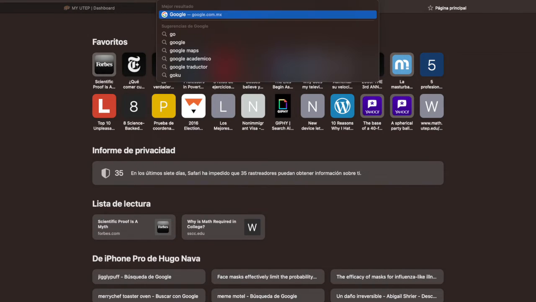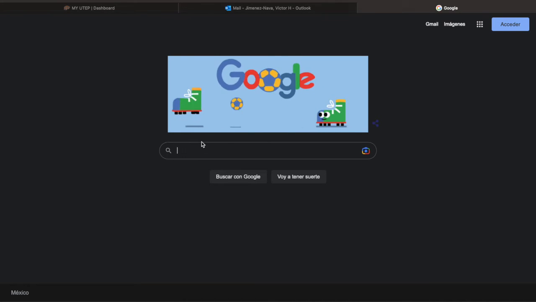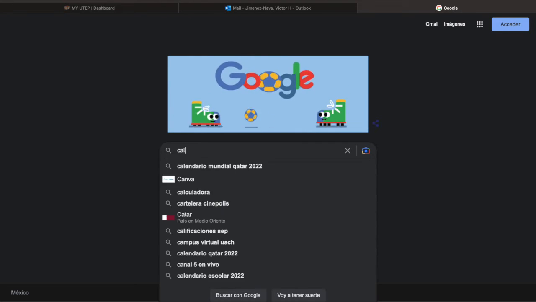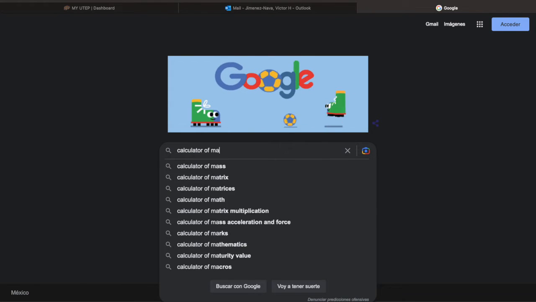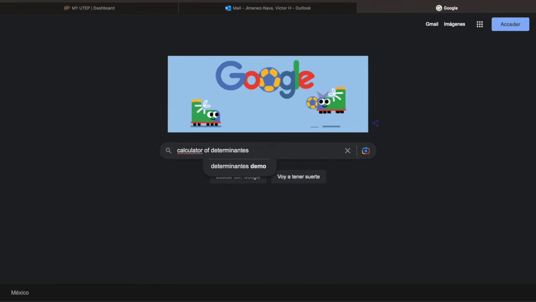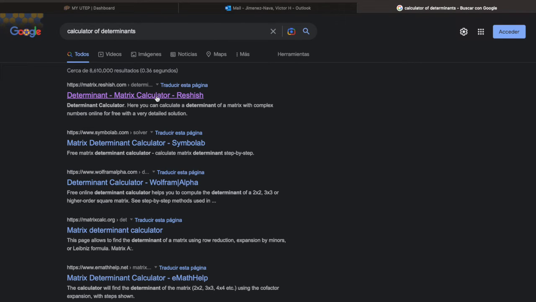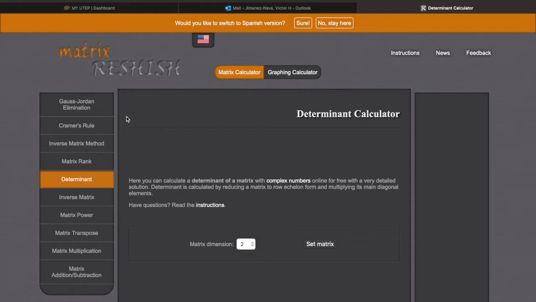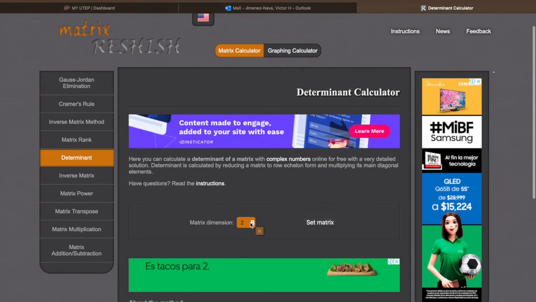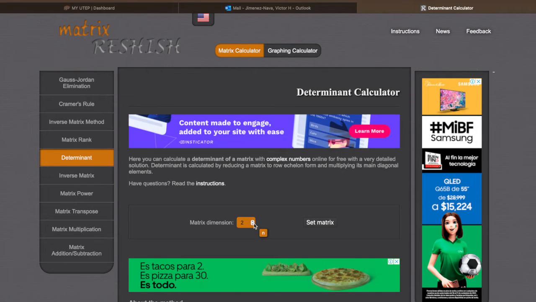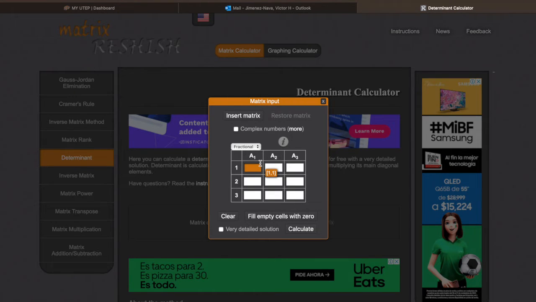If you go to Google and you write calculator of matrices of determinants, yeah, you see, this is the first page I found, and I think it's okay. So here you have to specify the size of the matrix. Let's verify our result. This matrix has size 3 by 3, so we set the matrix, and then I have to put the entries 1, 0, -1, 5, 2, 3, -2, 6, 4.